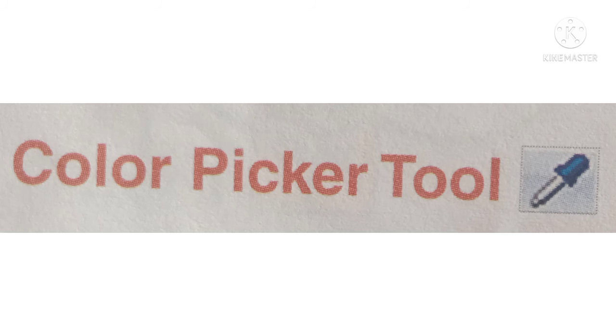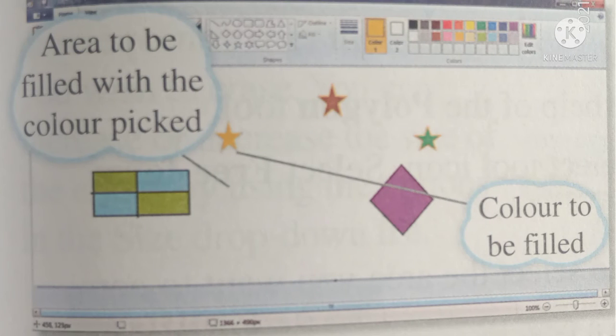Color Picker tool. The Color Picker tool helps us to pick a color from one part of the drawing and fill the same color in another part of the drawing. Number 1. Click on the Color Picker tool in the tools group of the Home tab. Number 2. Click on the color in the picture which you want to pick. This color would be selected to fill in. Notice the color change in the Color 1 box.